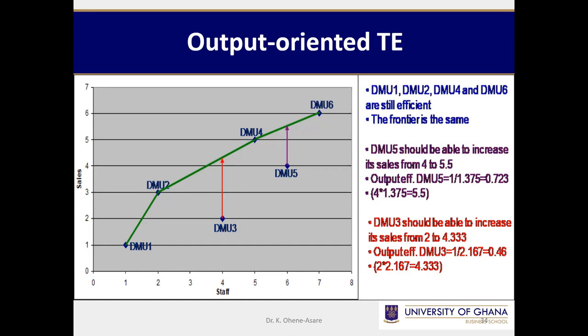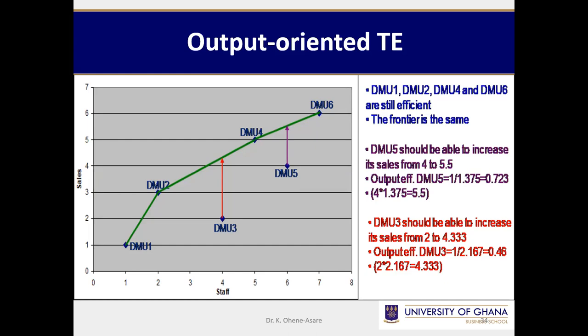2.167. Okay, that is what it has to be. And that 2.167 is the exact output-oriented efficiency score. That is what it is.